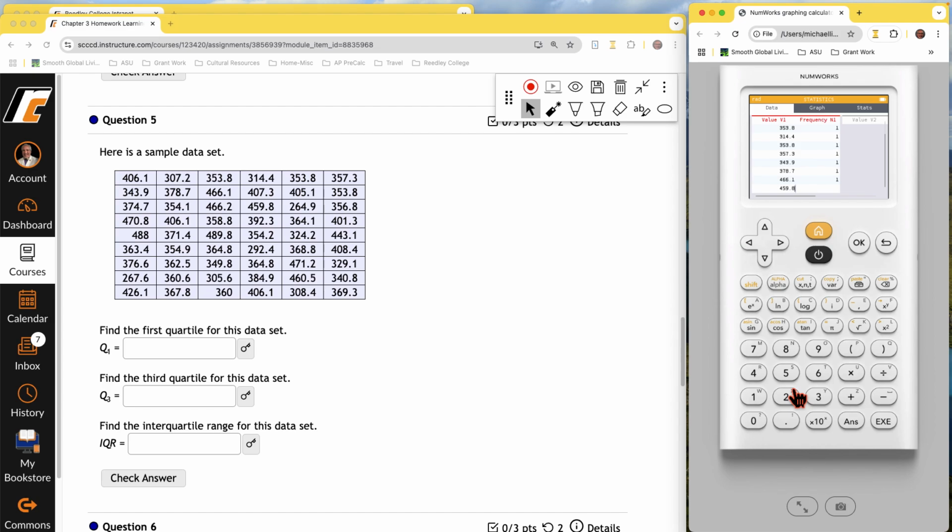Wait, I'm getting in the wrong place here. See, this is the problem. So I did 466.1, then it should be 407. So I just got to keep on track here with my fingers.